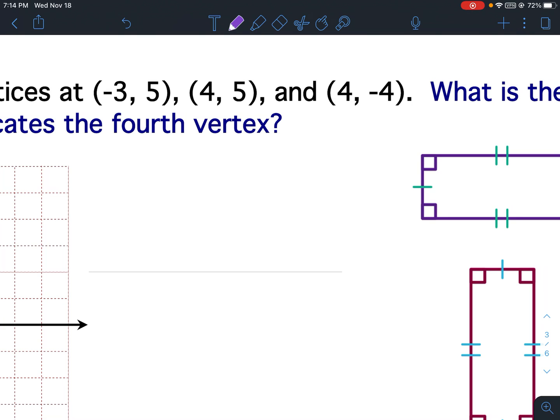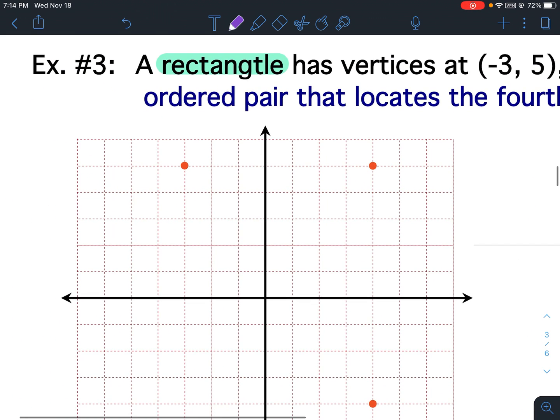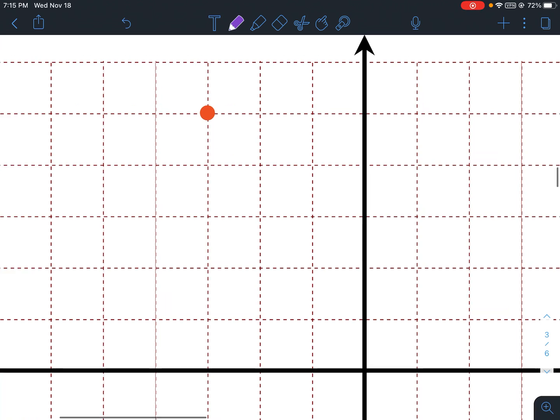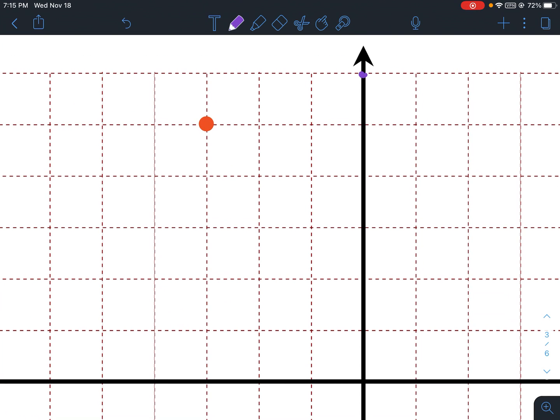Okay, so now I want you to pause your video, and I want you to plot (-3, 5), (4, 5), and (4, -4) on the coordinate plane that is provided. All right, so right there should be (-3, 5). So check to make sure it's in the correct spot. I would just check it from this point here. To the left 3 and down 1.